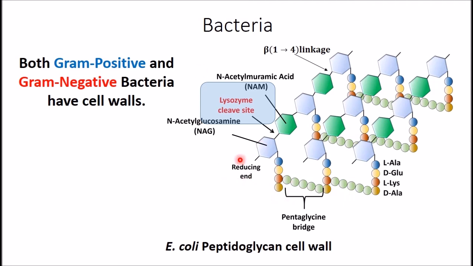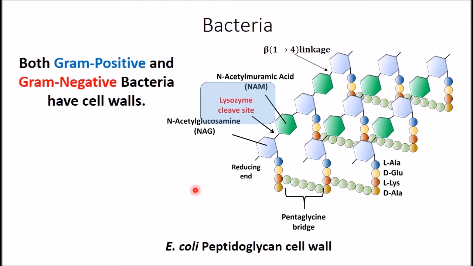The other thing I want to mention here is penicillin. So penicillin is an antibiotic, and it works by binding to a protein called transpeptidase, which catalyzes the formation of these bridges between the disaccharide units. And of course, that'll ruin the structural rigidity of the peptidoglycan cell wall and ultimately lead to the death of the bacterium. That's how penicillin works.